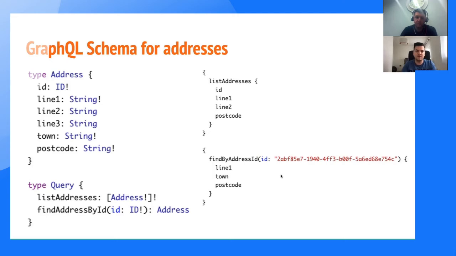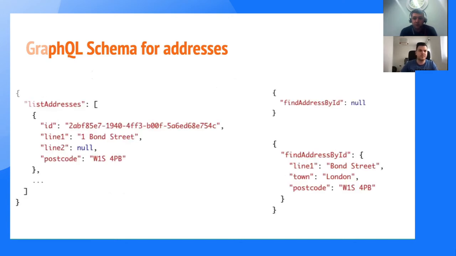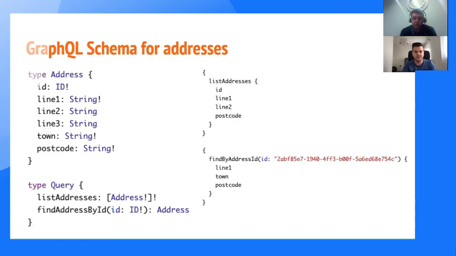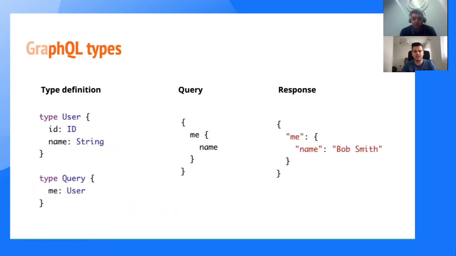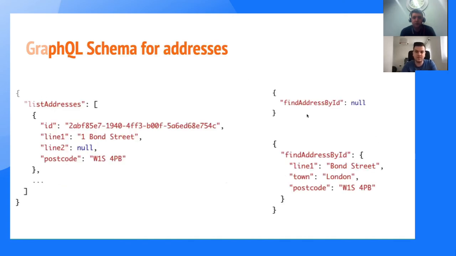On the right-hand side, there are examples for each of those, showing how we query these queries that we have. And now we can see the response for these queries. The list addresses query will return an array, as I said, and every item in that array will be an address. We just asked for ID, lines 1 and 2, and postcode, and the response only has these. In that case, line 2 was nullable, so we got null. And when it comes to find address by ID, as I said, it could be null. In this case, we're just going to have a null, or if it found the address, then we're going to have an object.